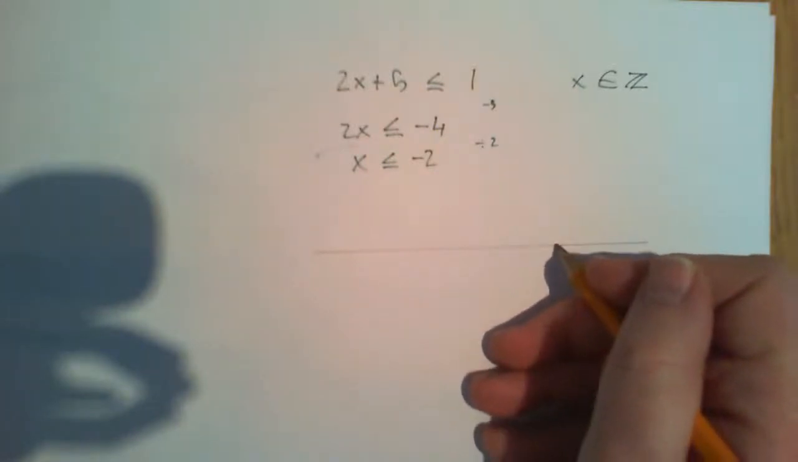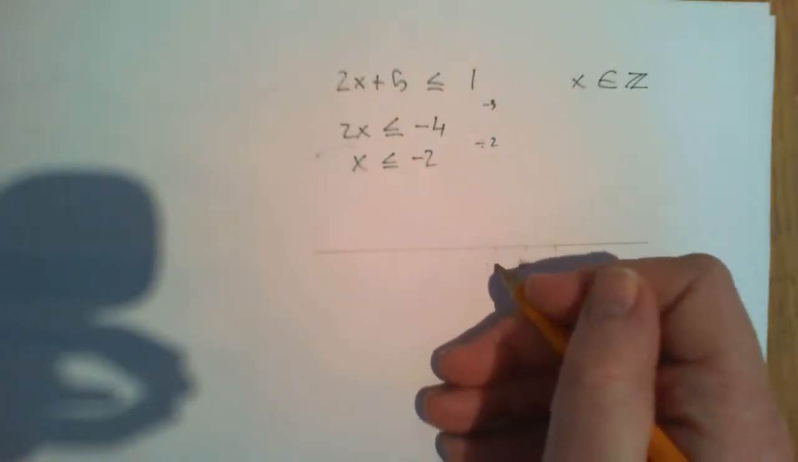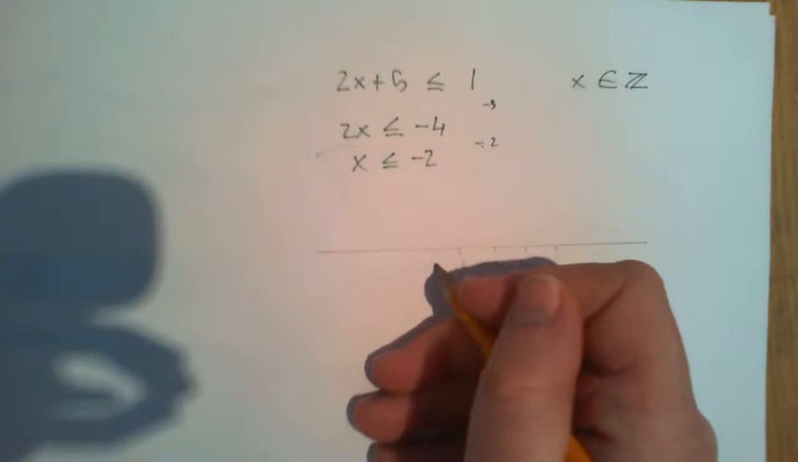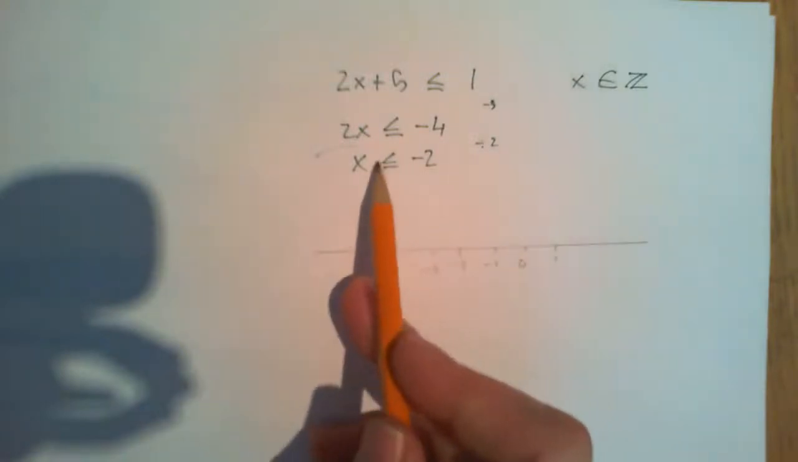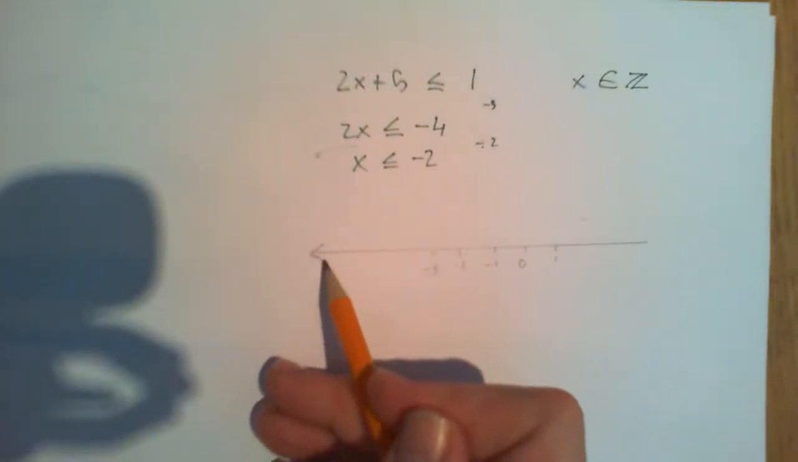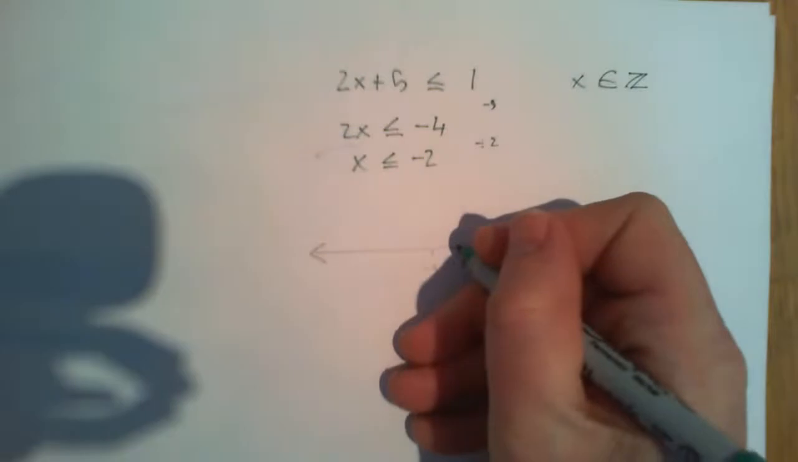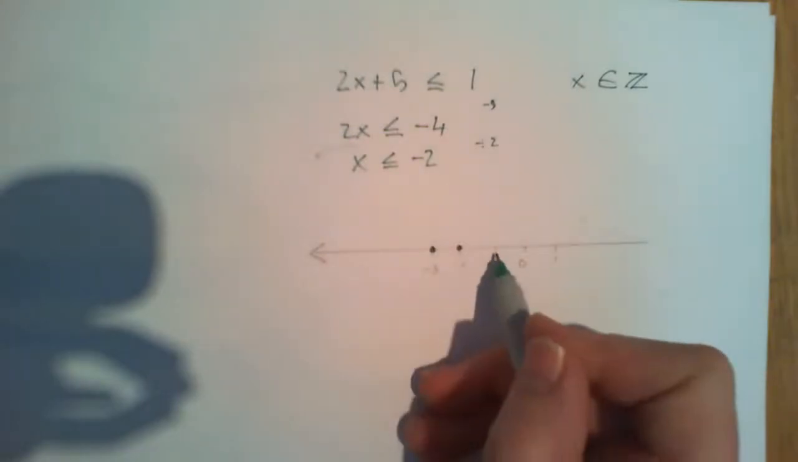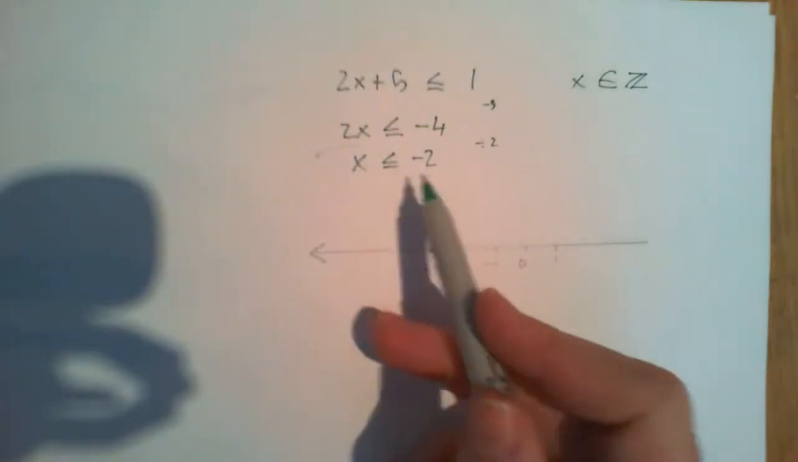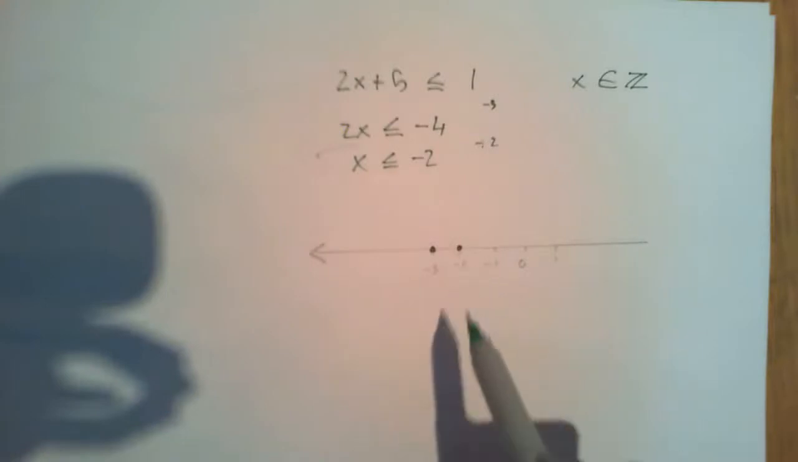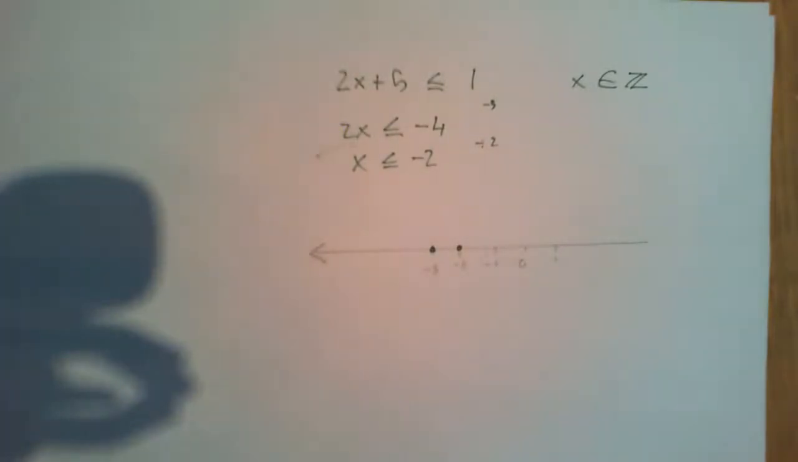So there's 1, 0, minus 1, minus 2, minus 3. Now, less than means we're going to the left. Less than or equal to minus 2. So we're going to put a dot there and a dot there. Minus 1 doesn't get a dot because we're less than minus 2. So there's another example.